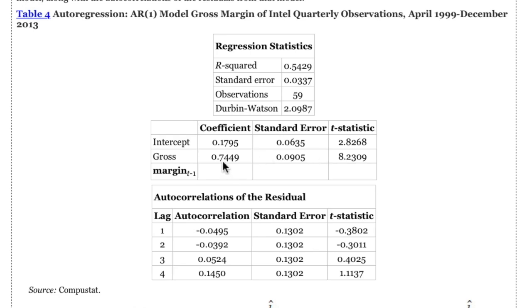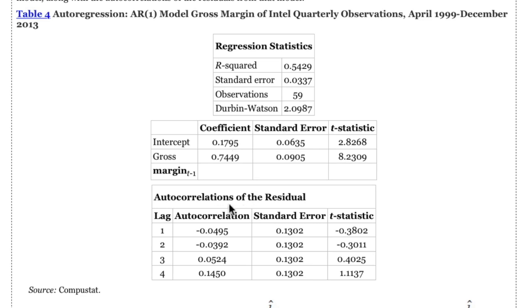And I want you to pay attention to this coefficient here, 0.7449. Notice that it is not equal to 1 and that it is less than 1. That's going to become important later on. Let's just pay attention to that. And for the intercept, notice that it is statistically significant. It is different from 0. That's going to become important later on as well.